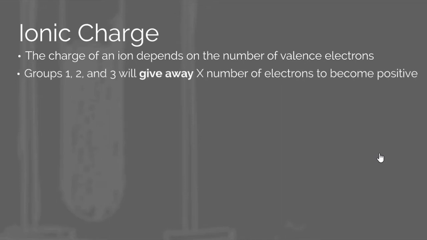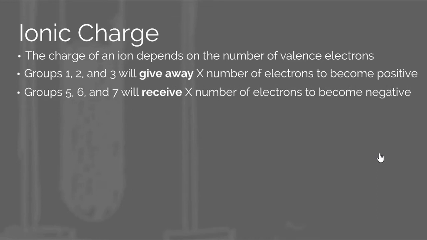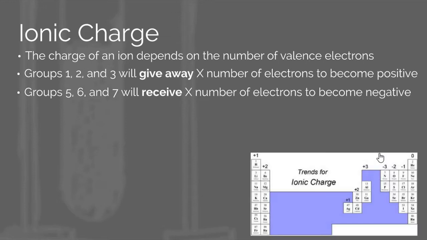Remember that groups 1, 2, and 3 on the periodic table tend to give away a certain number of electrons, and they become positive because they're giving away their negative electrons. Now, for groups 5, 6, and 7 on the periodic table, because they have very strong electronegativities, they will tend to gain those electrons, and because they're getting more negative particles, they become negative. They become our anions. So let's go ahead and look at this table. We have a trend for the ionic charge, and I'll explain what all this means.